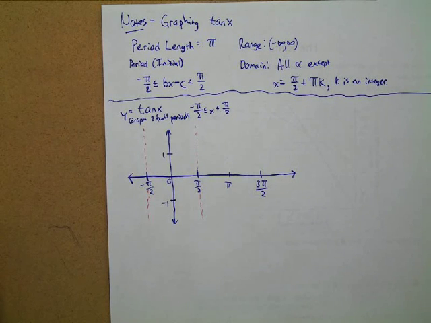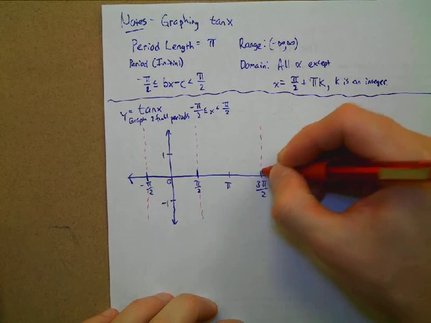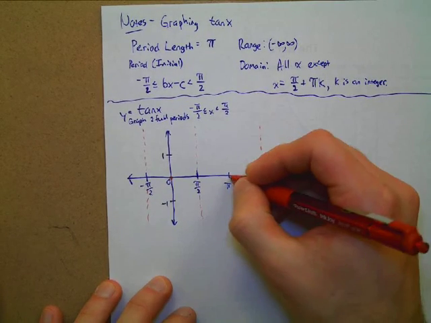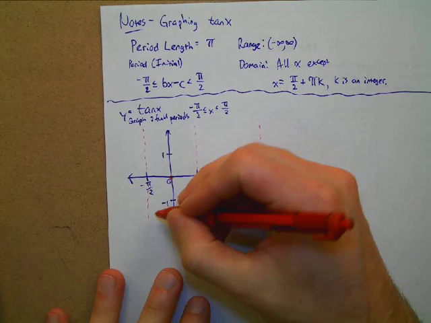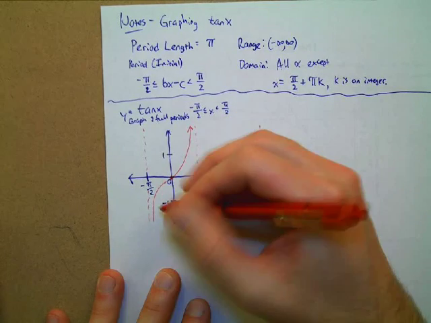And the midpoints are zeros, so 0 is a zero, pi is a zero. And then tangent's behavior, it just kind of goes up as we go from left to right. It almost looks like the shape of a cubic. Okay, just like that. And there's how we graph tangent. Okay, that's it.